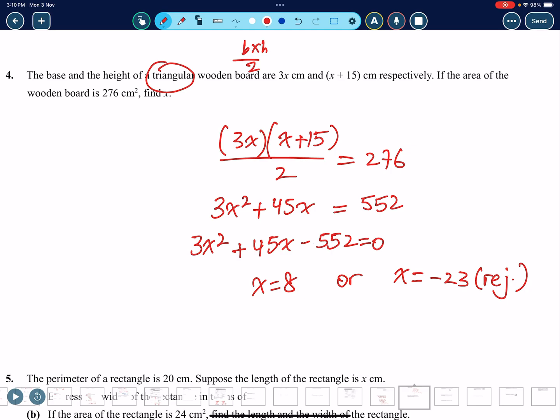Sometimes you reject the positive number. It really depends case by case. So in this case, x equals 8 directly. Ta-da! So those are the two questions that I'm going to use.